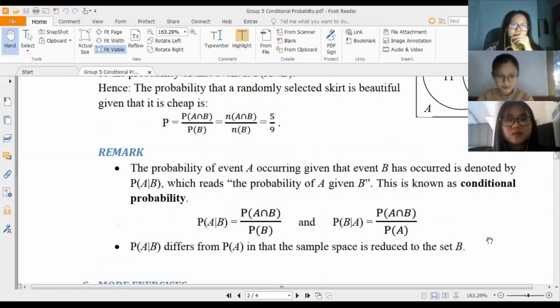Okay? So here are the theoretical parts, and now we will move to do some exercises to understand more about conditional probability.